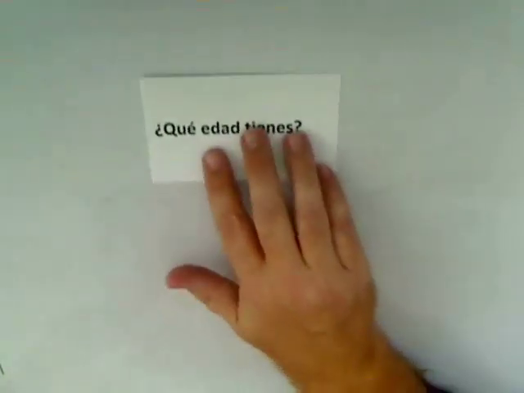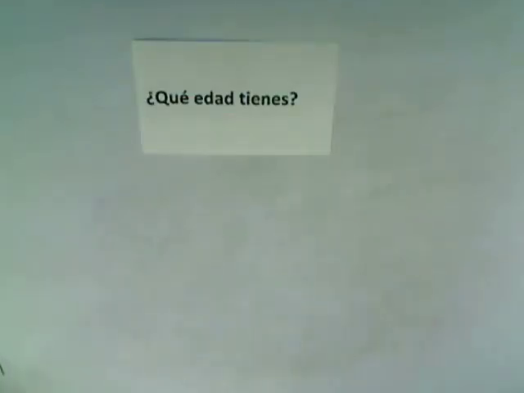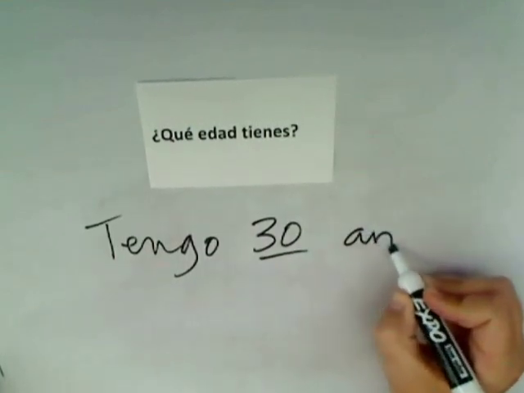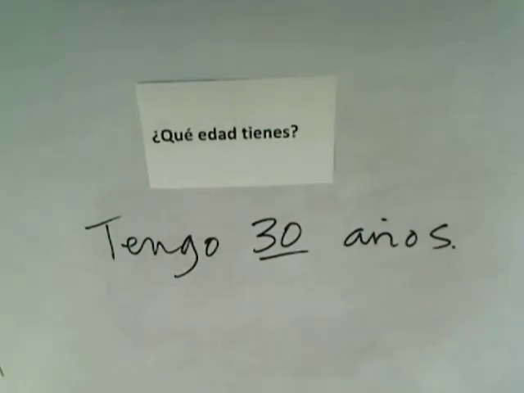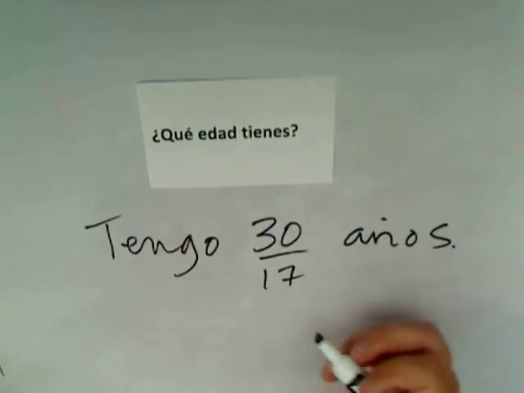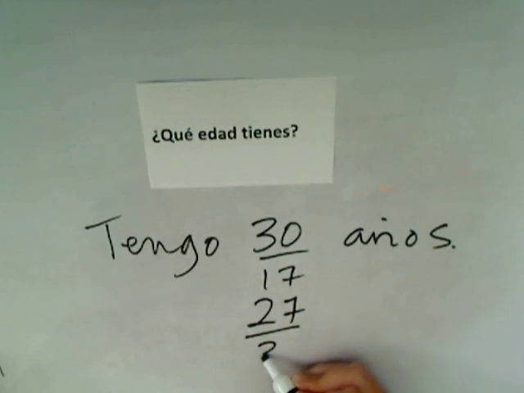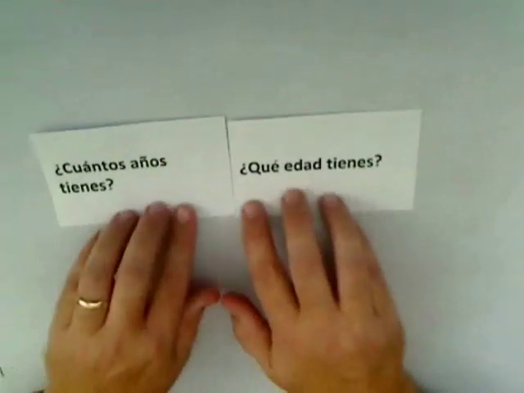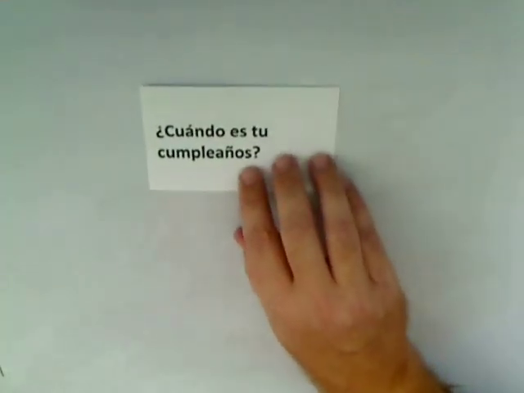Same question asked in a slightly different way. ¿Qué edad tienes? Right? So we're going to answer in the exact same way. Tengo 30 años. Exact same question as ¿cuántos años tienes? So you just fill in your age here. Tengo 17 años, tengo 27, tengo 38, tengo 66. Important to know your numbers, of course, to answer this question. At least I would say 1 through 100. ¿Qué edad tienes? Or ¿cuántos años tienes? Same question. All right. One that involves dates and numbers.